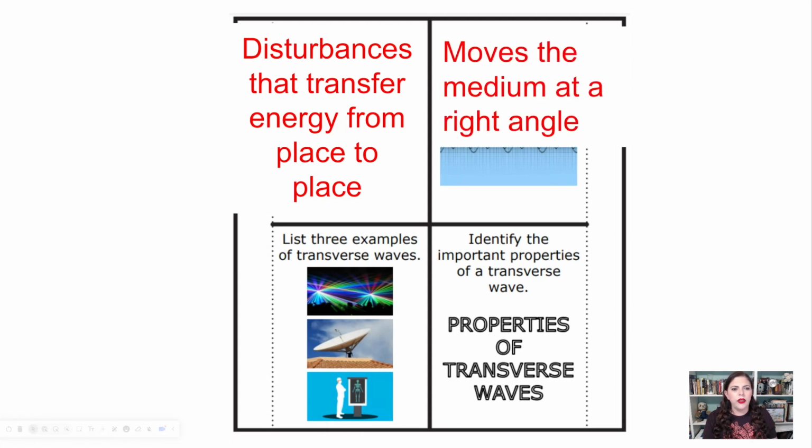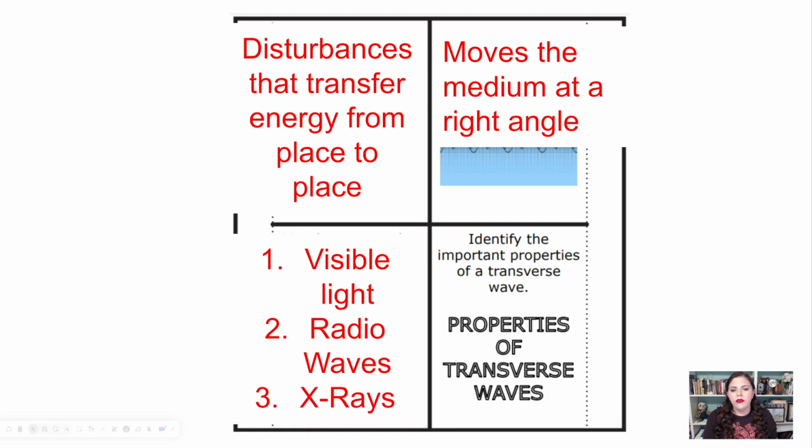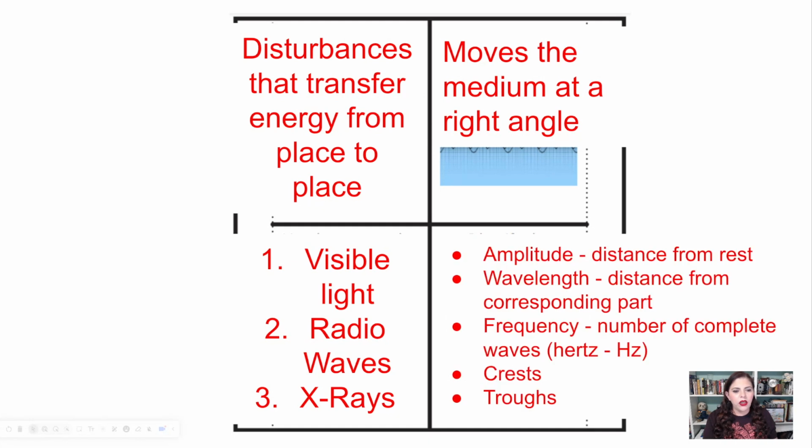A transverse wave moves the medium at a right angle, or a 90-degree angle, or we could also say it's perpendicular. We have several examples of transverse waves, which are part of the electromagnetic spectrum: visible light, radio waves, X-rays. I'm going to talk more about those in a second, okay? So properties of transverse waves. We have several different parts of a transverse wave. It's going to be a little easier for me to explain this to you when we label the wave. So let's go ahead and do that.